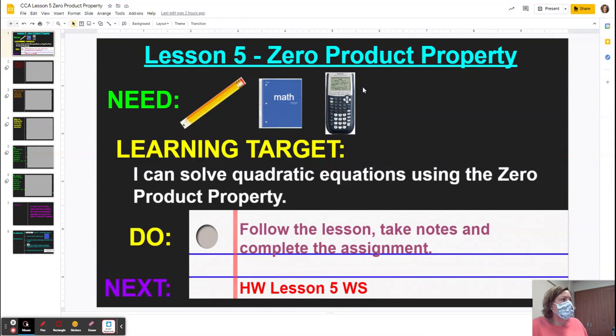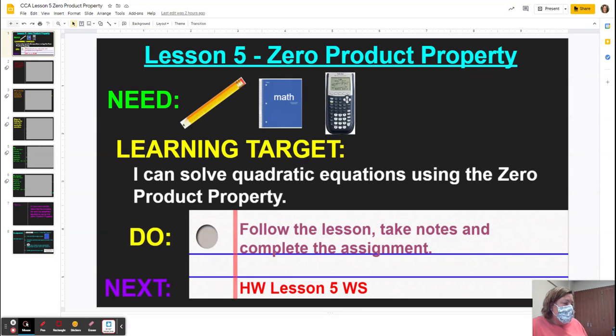All right, so as I mentioned, we are going to do the zero product property today. This is lesson 5 of our little unit here at the end of the year. And we are going to continue working with quadratics. And today we're going to talk about this fancy term, zero product property. So as we've done with most lessons, you're going to take some notes, follow along with examples, do your assignment, post it on your DUR.